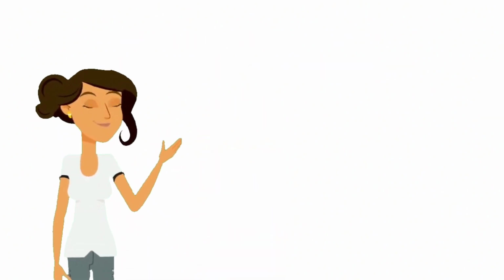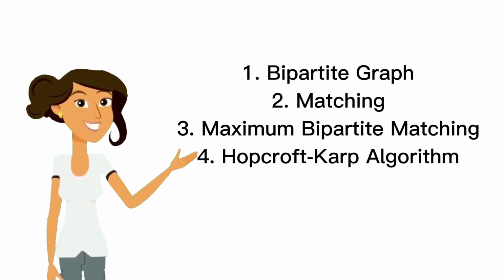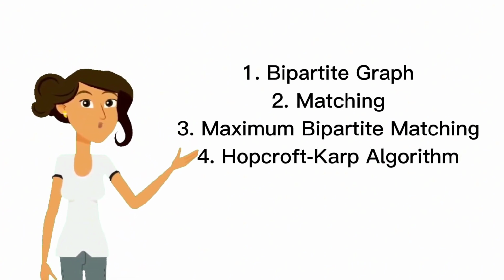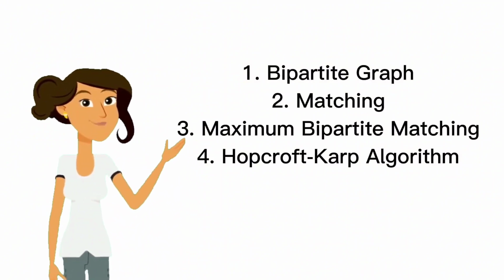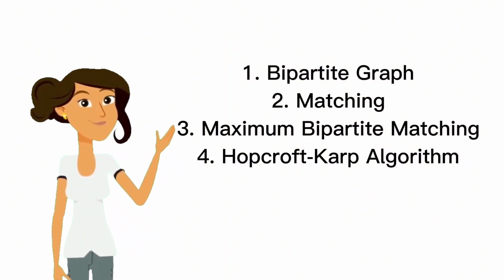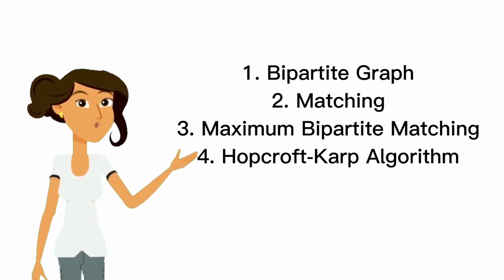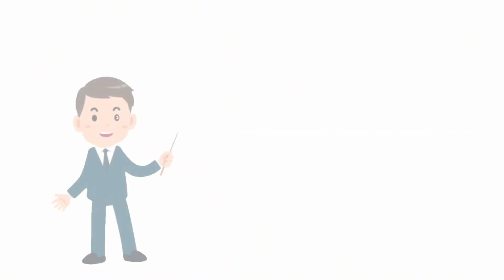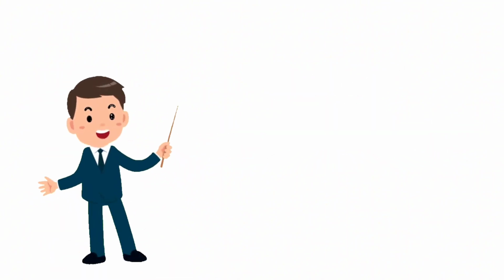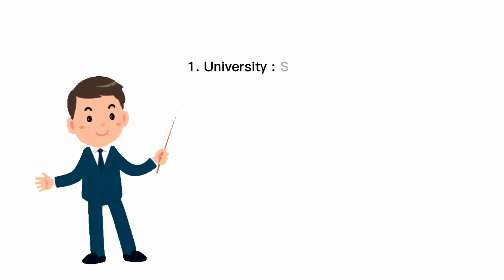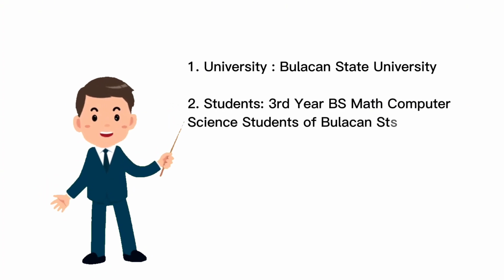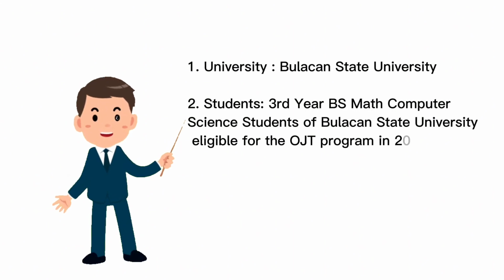Now, with all of these topics combined, the formulation for the technique of solving the problem for efficient student company allocation is now possible. To demonstrate this technique effectively, a case study of a specific university and its corresponding students who need assistance for their OJT program is needed. The main variables to be used for the case study of efficient student company allocation are Bulacan State University, and third-year BS Math Computer Science students of Bulacan State University eligible for the OJT program in 2024.